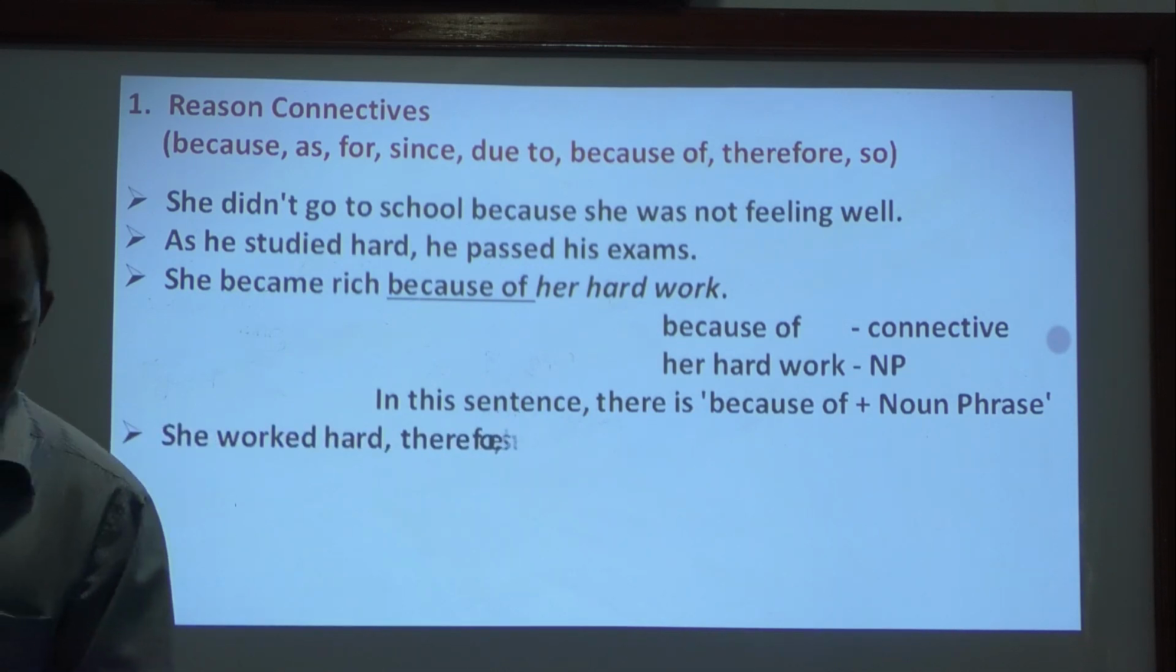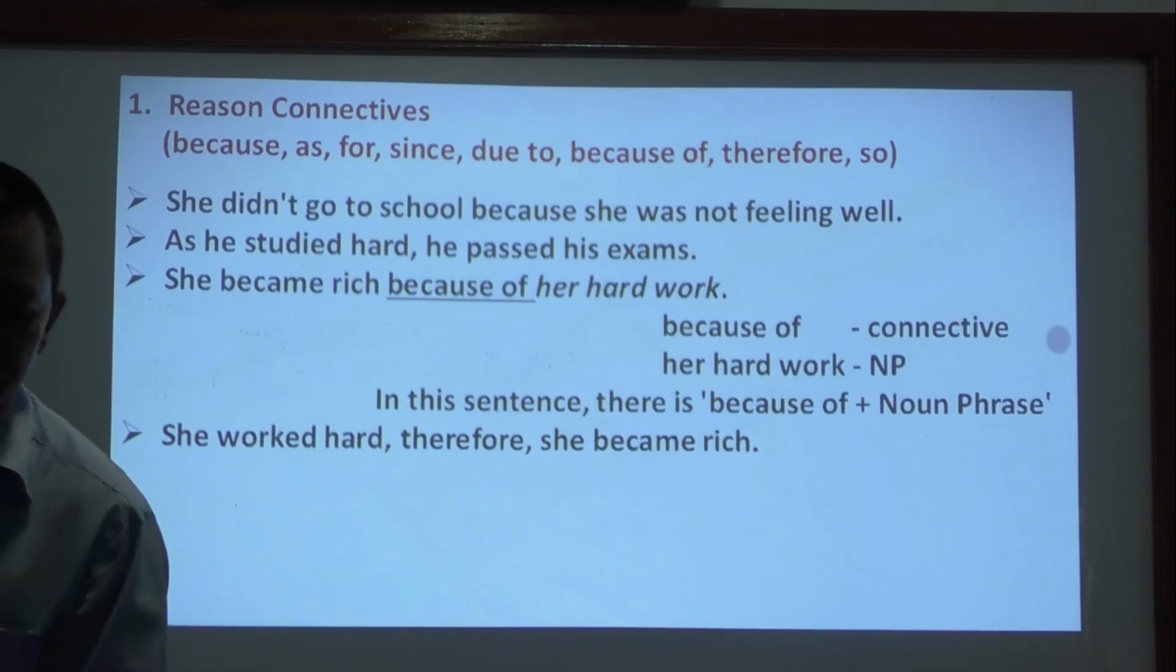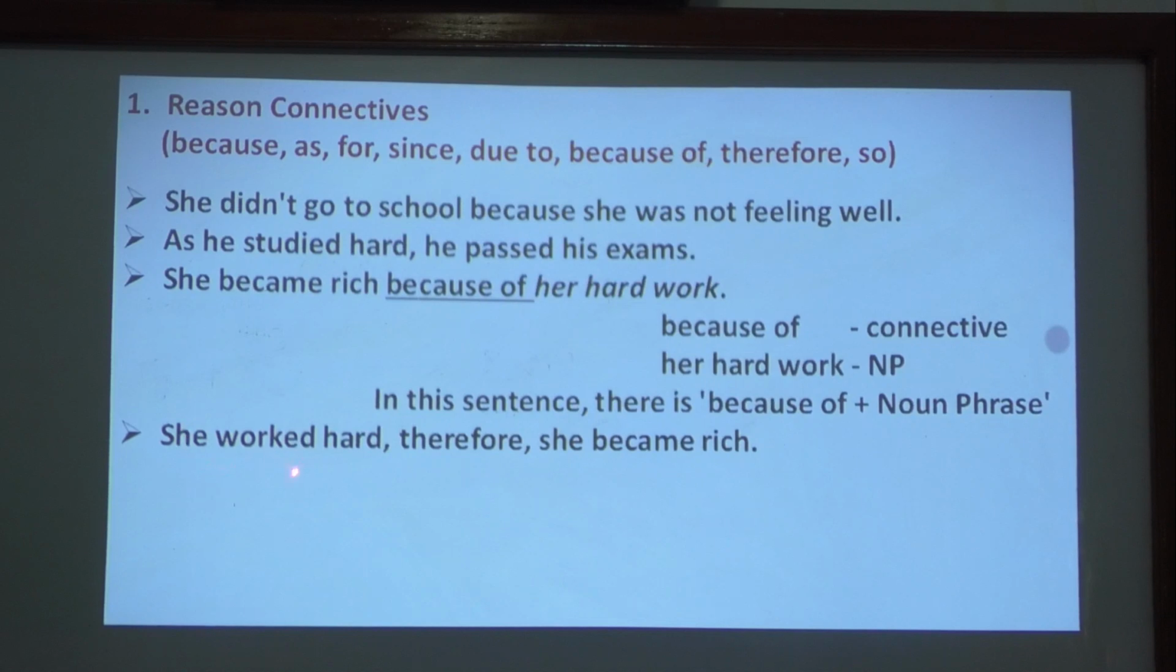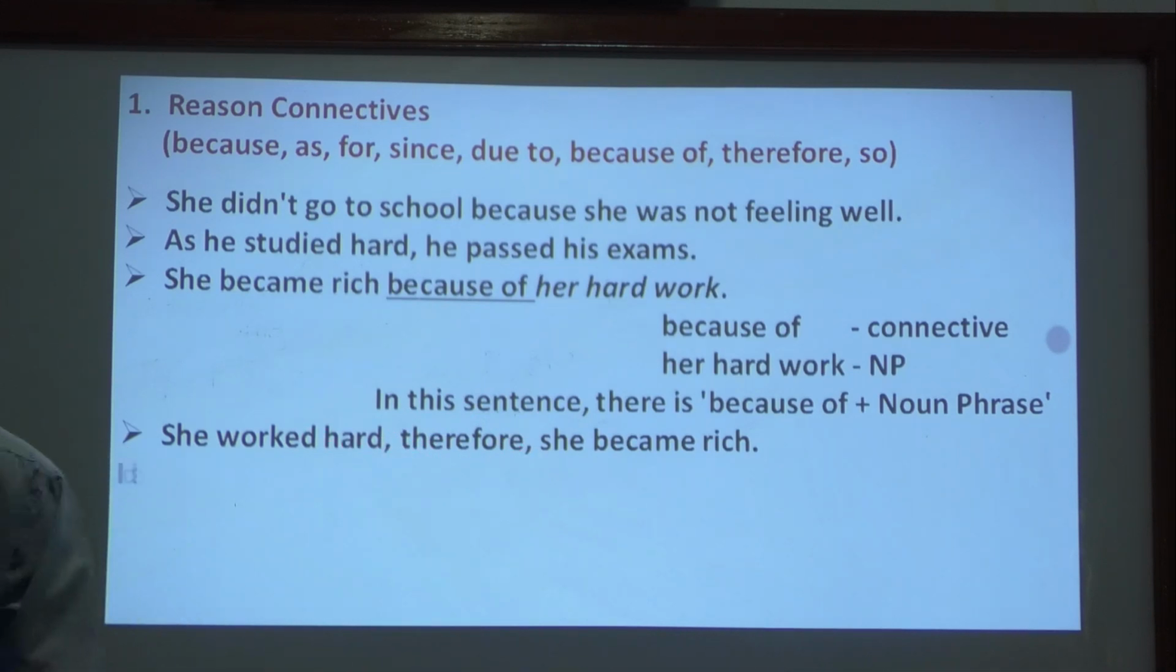Another example regarding reason connectives. She worked hard, therefore she became rich. So for the same type of sentences, we are using different what? Connectives. So she worked hard, therefore she became rich. So what is the result of her hard work? She became rich. This shows result. Yes, result. Or we can say consequence also.